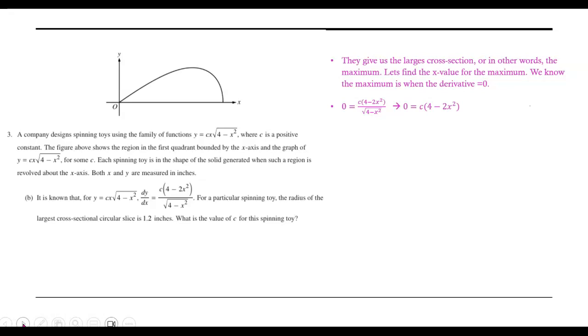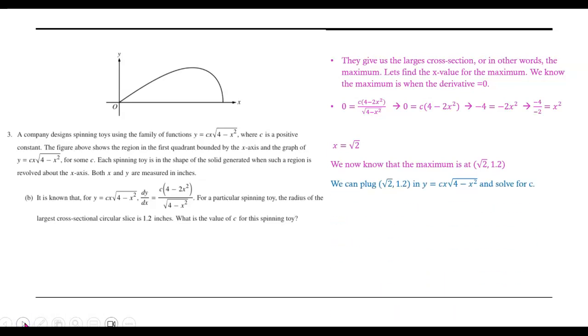So to make this a little bit easier to solve, I'm just going to take the numerator, c times 4 minus 2x squared, and set it equal to 0. I can start off by dividing out that c. So I just have 0 equals 4 minus 2x squared. I can move the 4 over, which is how I get -4 equals -2x squared. I can divide out that -2, and square root it, and I end up with x equals the square root of 2. Now that I know the x value, I have the entire point, because they tell us that the radius is 1.2. So we know that the maximum is at the point square root of 2, comma 1.2.